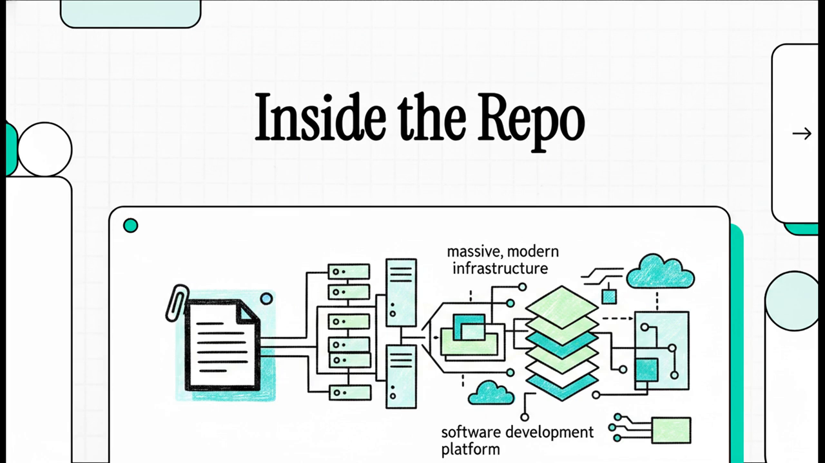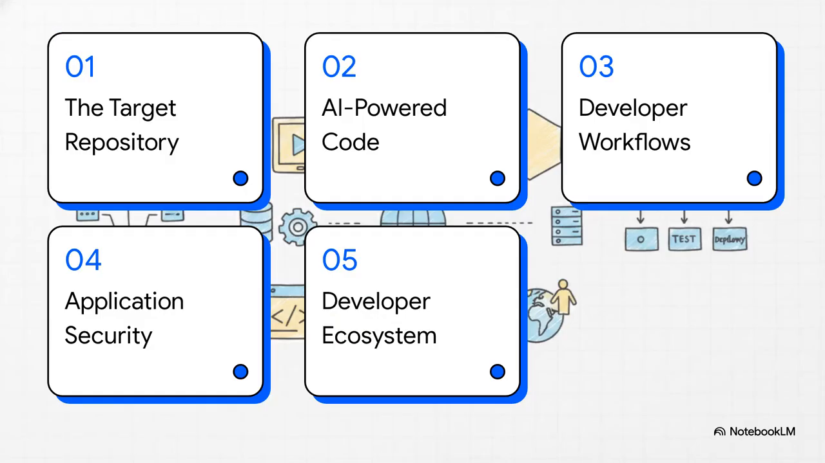Think of it as peeling back the layers of a modern software development platform, but we're going to use one very specific real-world example to ground the whole thing. Okay, so we're taking a micro to macro approach today. Here's the game plan. We'll start by looking at our target repository, move into AI-powered code creation, check out automating developer workflows and application security, and finally, wrap up with the global developer ecosystem.